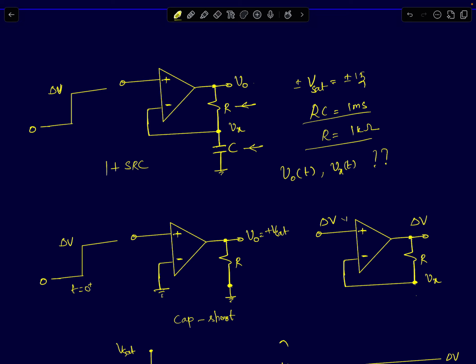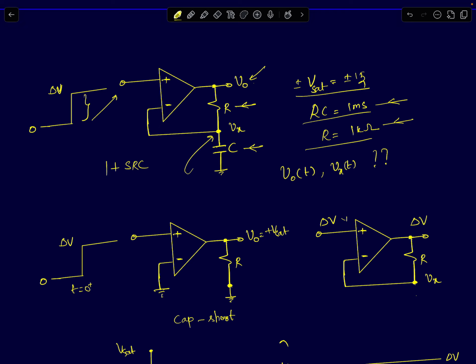It's given that the saturation voltages of the op-amp in this circuit are plus minus 15 volts. The RC time constant for this differentiator is 1 millisecond, and the value of the resistance is 1 kilo ohm. You are supposed to find out V0 of t, the output voltage, and the inverting node voltage Vx of t for all time, given a step input of magnitude delta V volts applied at the input to this circuit.